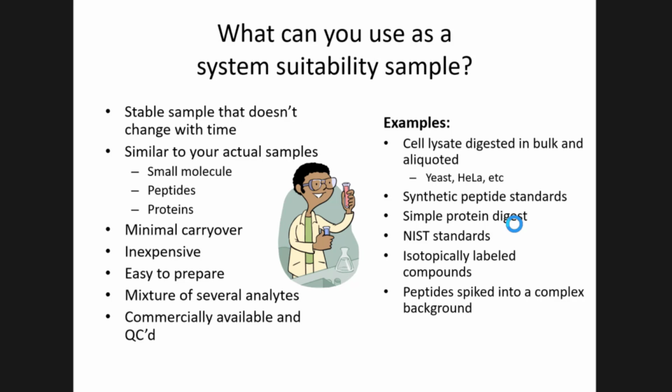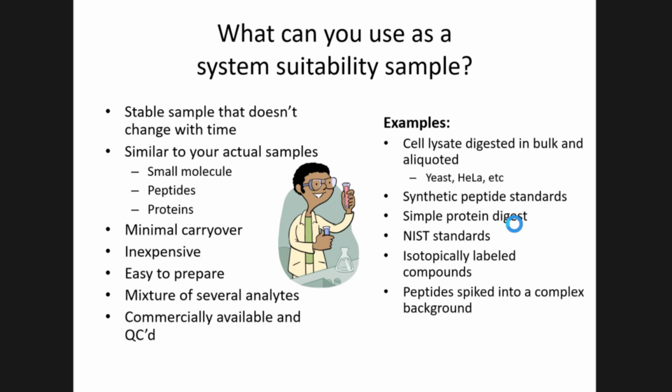NIST standards, so if you really don't want to mess around, there are standards that NIST has qualified using a variety of techniques to make sure that the concentration is what it's supposed to be and so on. Isotopically labeled compounds are usually preferred because they're not supposed to interfere with a proteome sample. And then peptides spiked into a complex background.